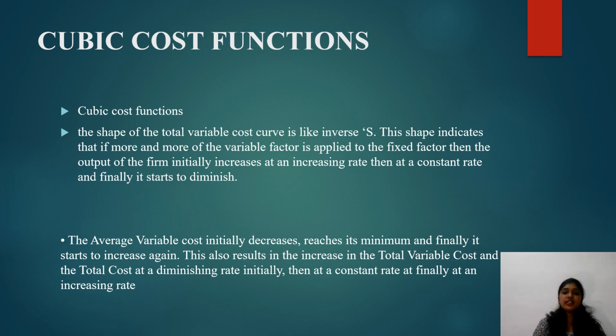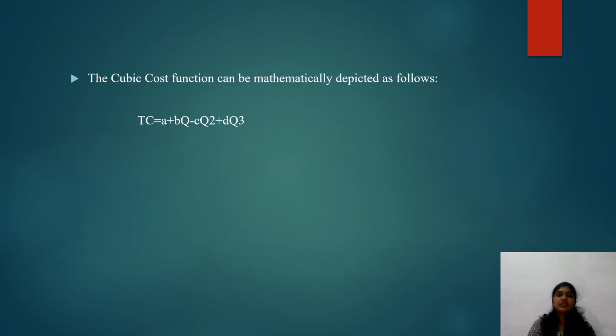This also results in an increase in the total variable cost and the total cost at a diminishing rate initially, then at a constant rate, and finally at an increasing rate. The cubic cost function can be mathematically represented as follows: TC is equal to A plus BQ minus CQ squared plus DQ cubed.